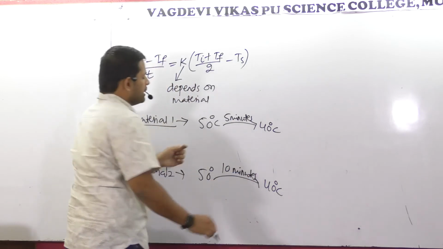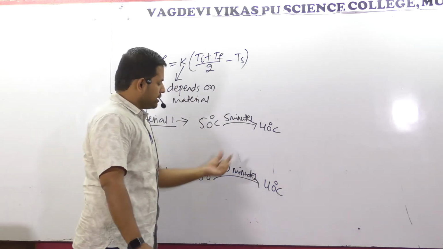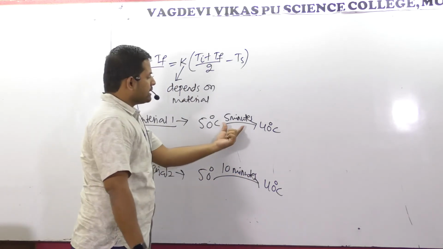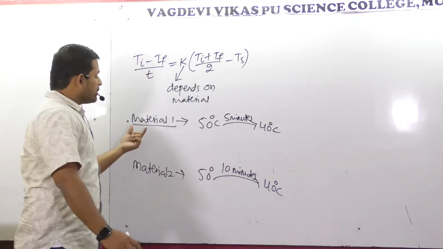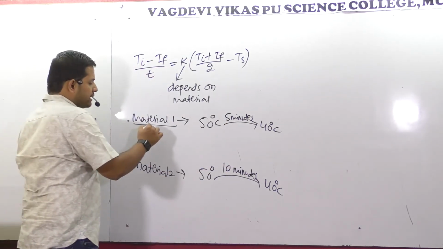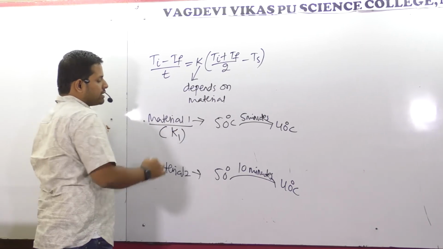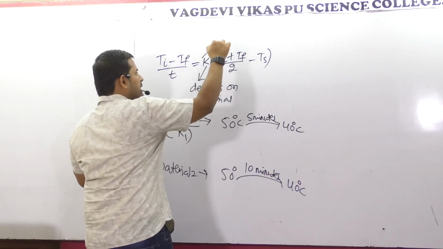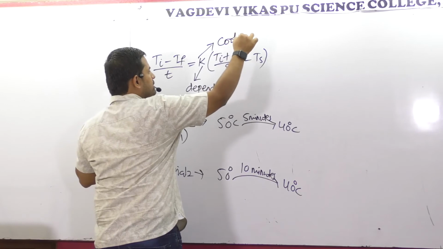In 10 minutes. See, here also 50 to 40, here also 50 to 40. But here it is taking 5 minutes, here 10 minutes. Why? Because of material. If this material is 1, its cooling constant will be K1. Whatever K is there, this is called the cooling constant.